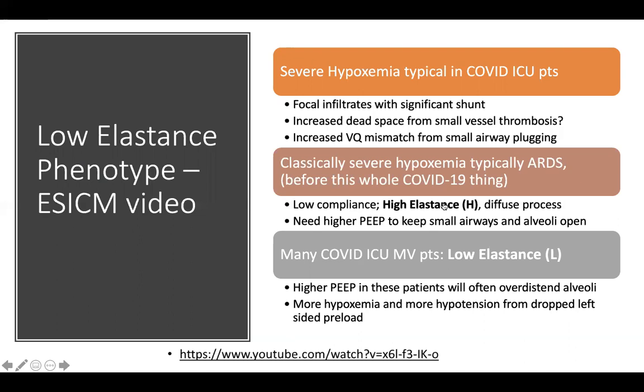What we're seeing, though, in this pandemic is that there is a large group of patients that have low elastance, somewhat high compliance. And because of that, PEEP tends to overdistend small airways and alveoli, leading to worsening VQ and hypoxemia that worsens. And that overdistension at the capillary vascular bed leads to a drop in left-sided preload that leads to ongoing shock.